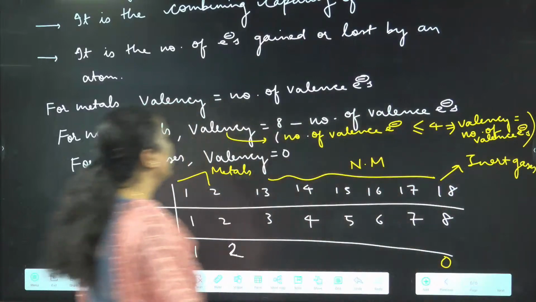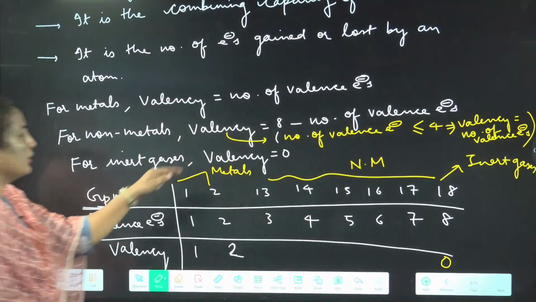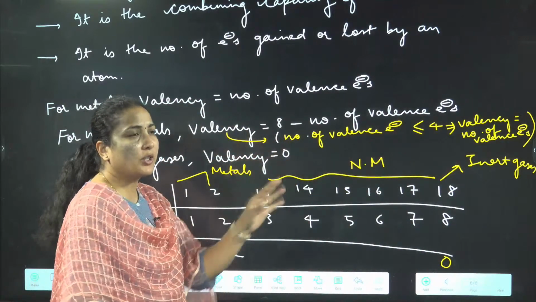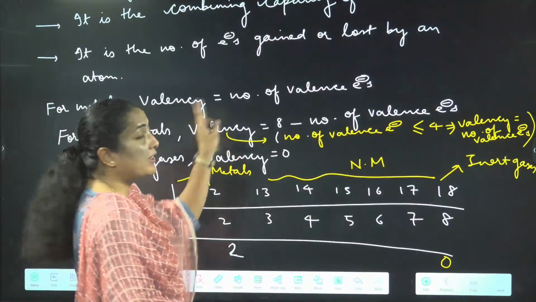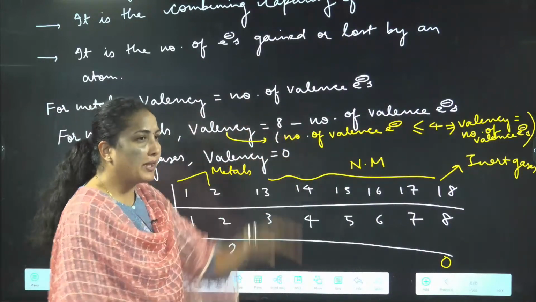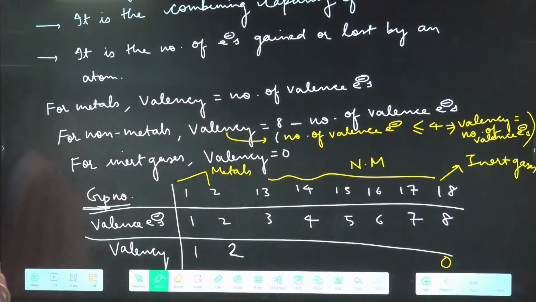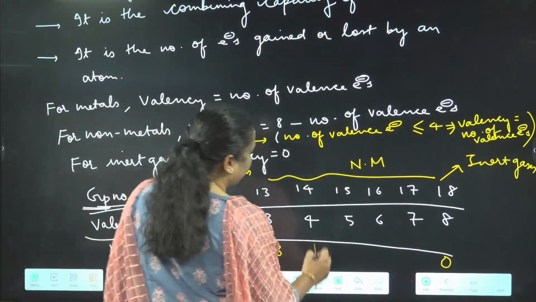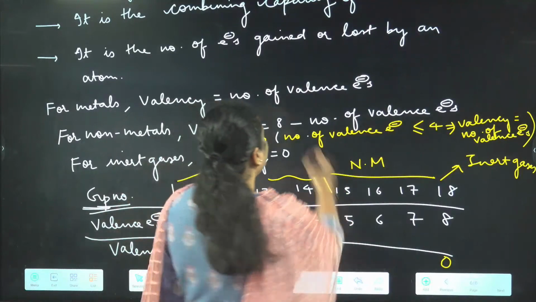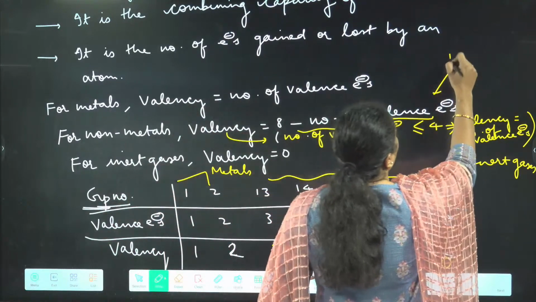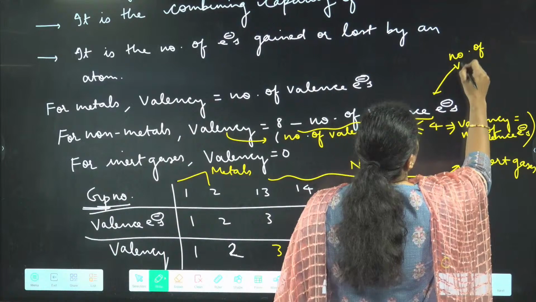Are you getting it? For non-metals I have written, if the number of valence electrons is less than or equal to 4, in that case the valency is equal to the number of valence electrons. If they are greater than 4, in that case you apply 8 minus the number of valence electrons, right? So here it will be 3, here it is going to be 4. Now the valence electrons in the non-metals are more than 4.